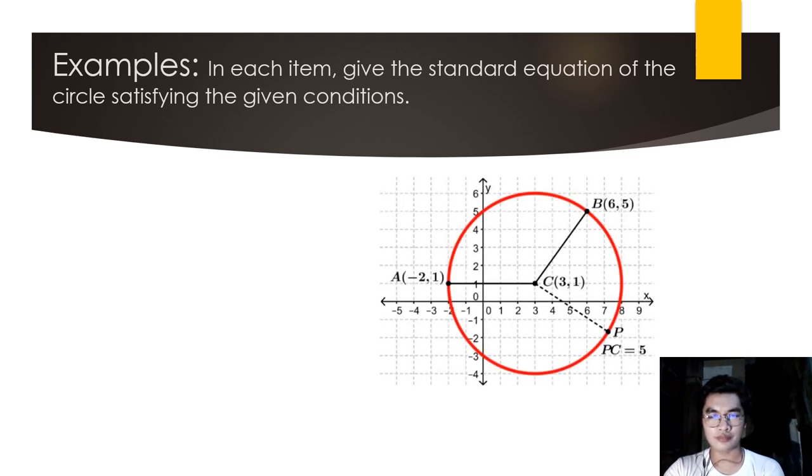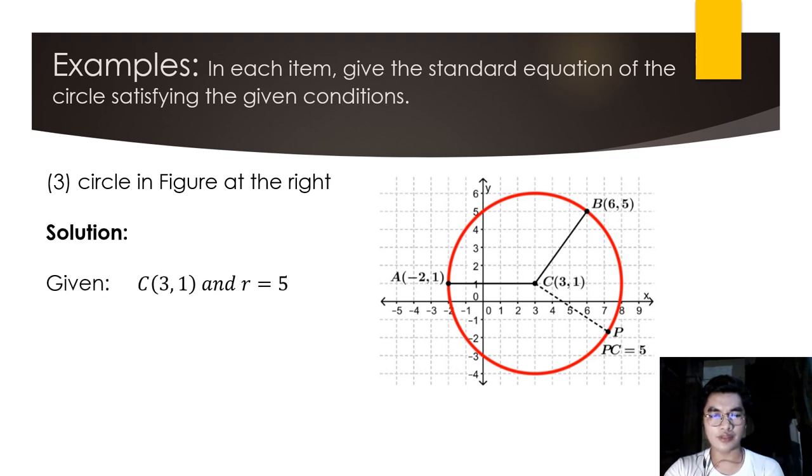Okay, so how about this one? So our first figure. Okay, so let us have the given. As we can see, the center is (3, 1). For the solution, given is the center (3, 1), and the radius is 5. So going back to the solution that we have, for this one, the distance from the center is equal to 5.